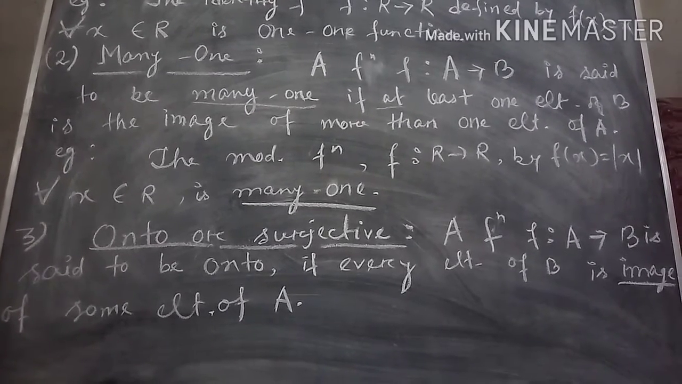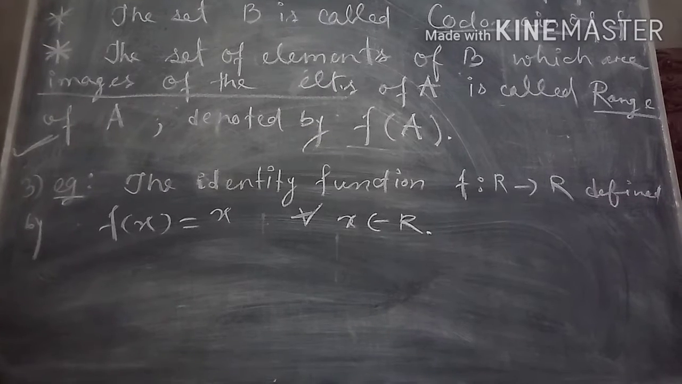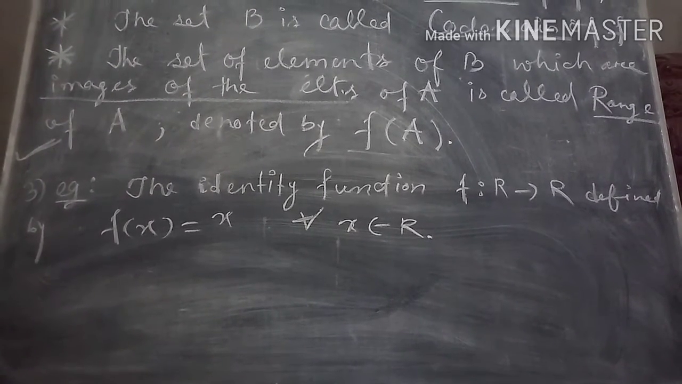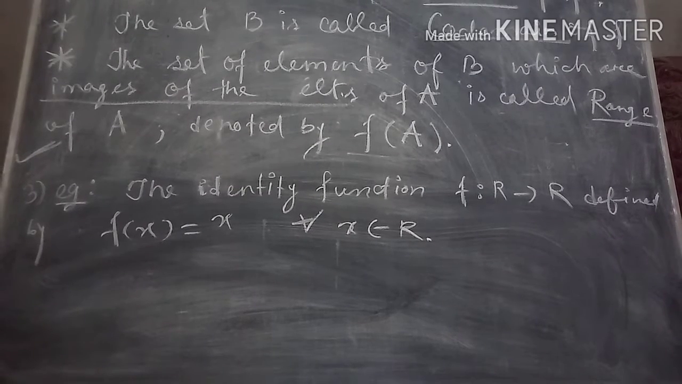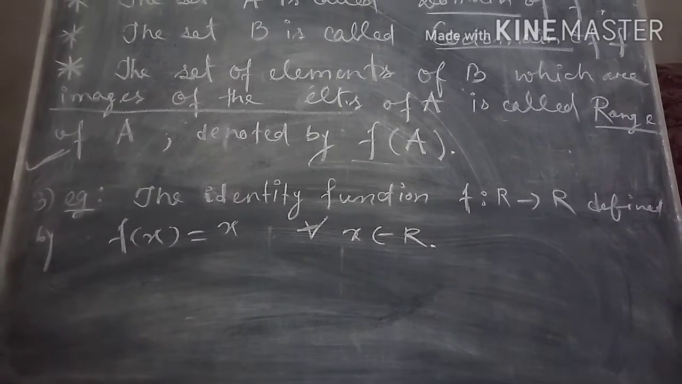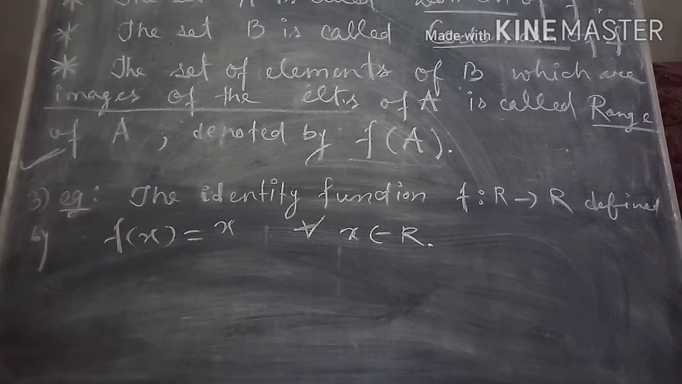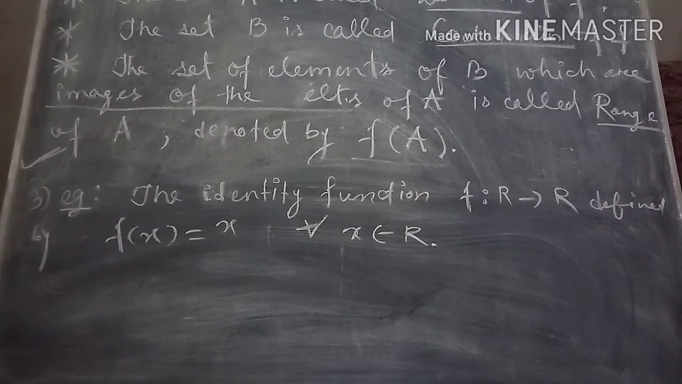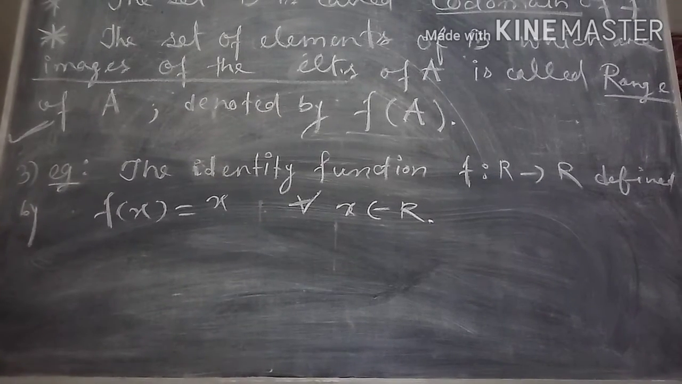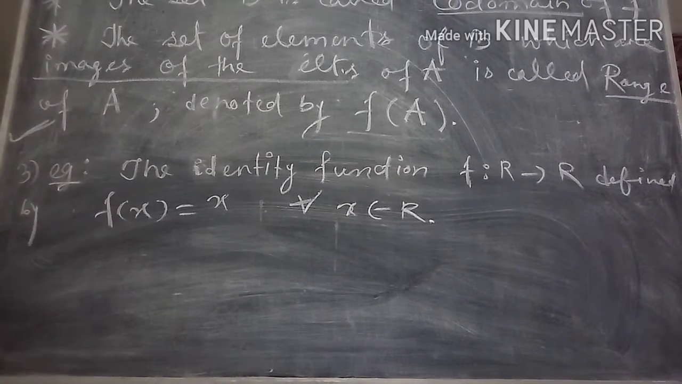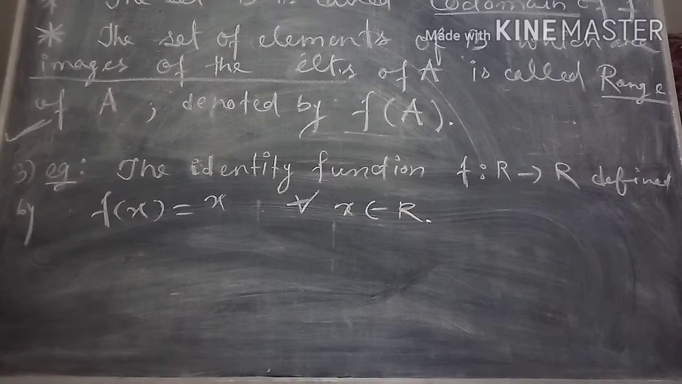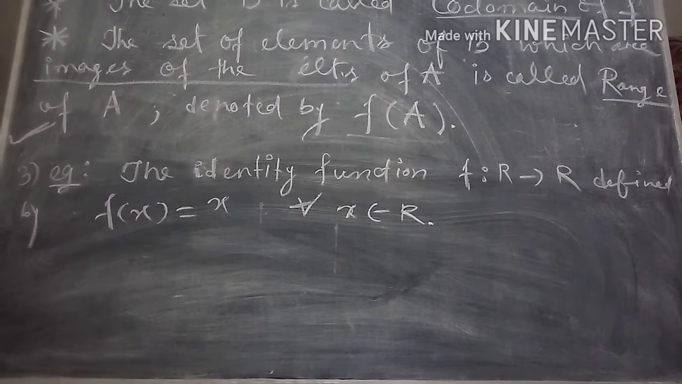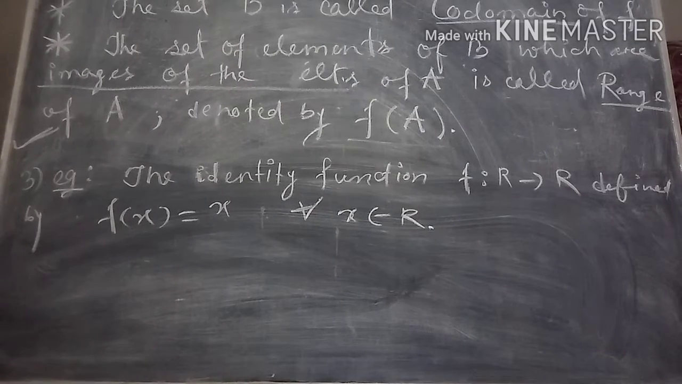So the example will be the identity function f from R to R defined by f of x equal x for all x belongs to R. This is an example of the identity function, and it will be onto or surjective. The identity function f from R to R defined by f of x equal x for all x belongs to R is an example of an onto or surjective function.